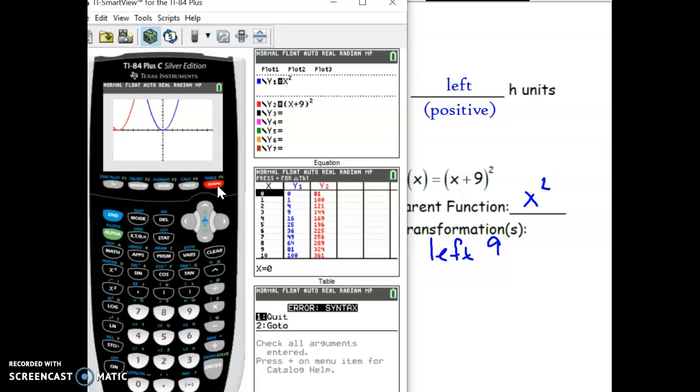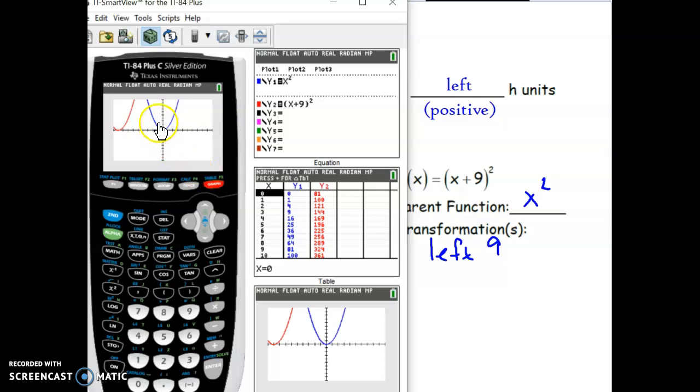How about if we move our window to the left? Well, if I want to go to the left, the thing that I'm changing is my minimum x value. So I'll go to my window screen. I'm already on x min. Let's make that negative 15 and graph it again. So here comes my parabola in standard position. That's where the parent function is. And then you can see I've scooted over 9 units to the left. A little bit easier to see when I have a different viewing window.